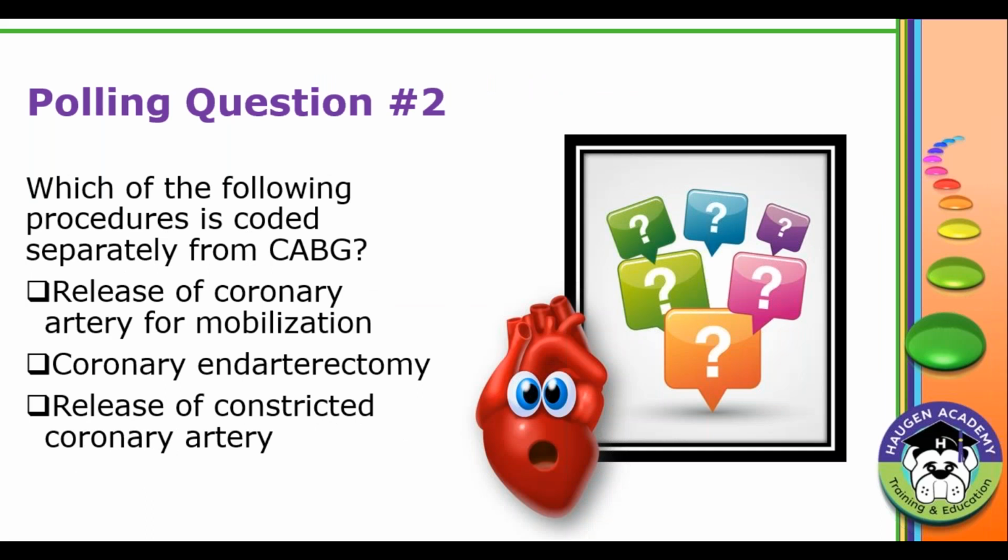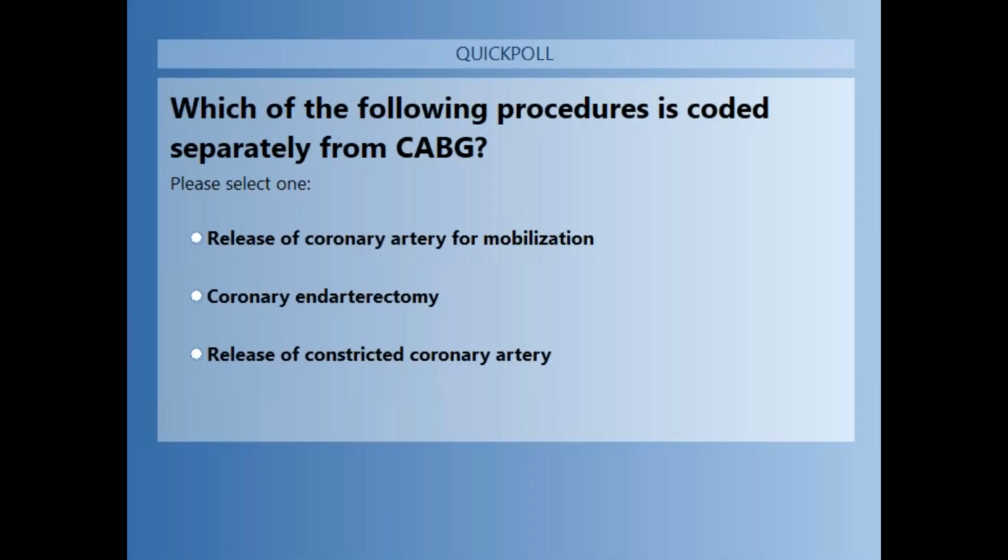Okay, that brings us to our second polling question. Michelle? All right. So this question is, which of the following procedures is coded separately from CABG? Is it the release of coronary artery for mobilization, coronary endarterectomy, release of constricted coronary artery? So go ahead and select your answer, and we'll wait for everybody to respond, and then we'll do a brief discussion.